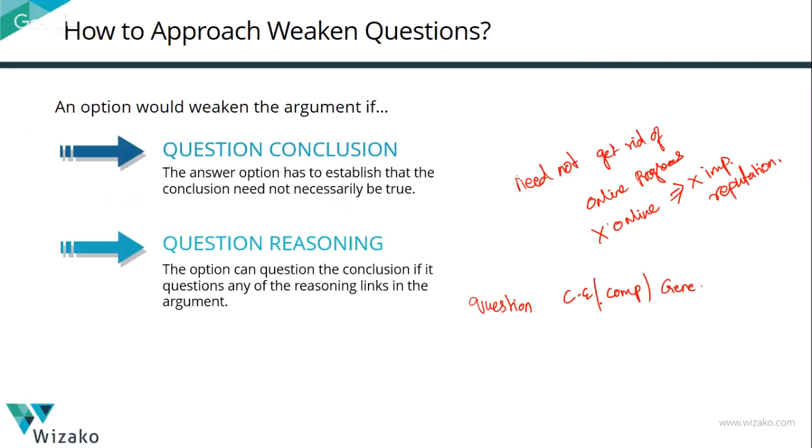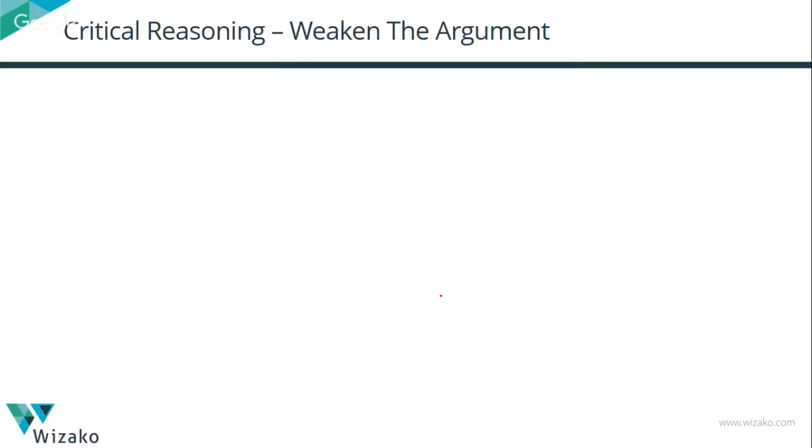So you question the conclusion, that is your ultimate objective, but your answer option will not very explicitly do that most often than not. So in order to question the conclusion, you have to question the reasoning, and that is why you have to take the time to identify what those reasoning links are in the argument, so that you have a better idea of what you want your answer options to say.